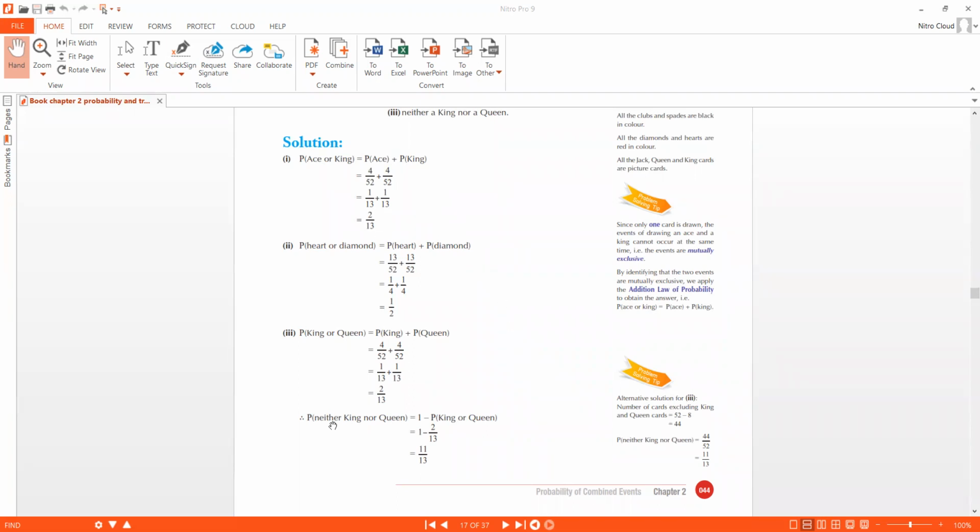Okay, neither king nor queen. The probability of king or queen is 2 over 13. There are two ways: I'll have to calculate the probability of no king and probability of no queen. Another method is I should simply subtract the probability of king or queen from 1. Why am I doing that?